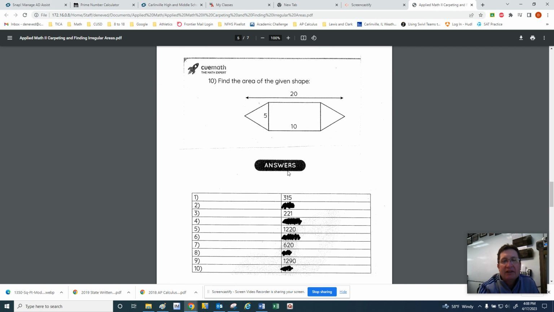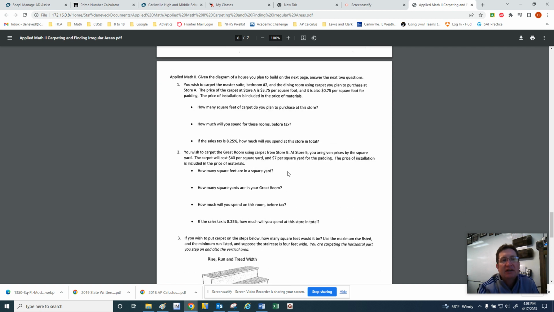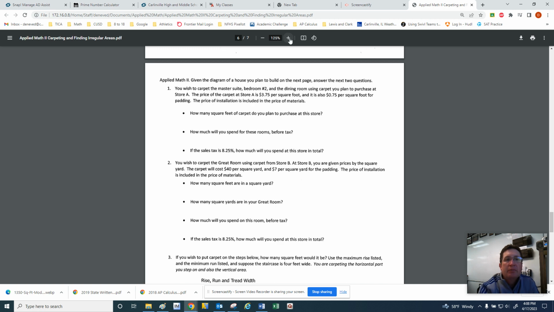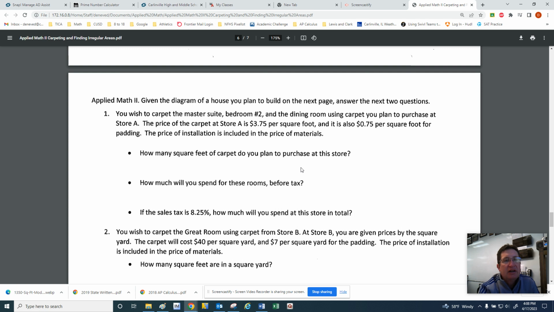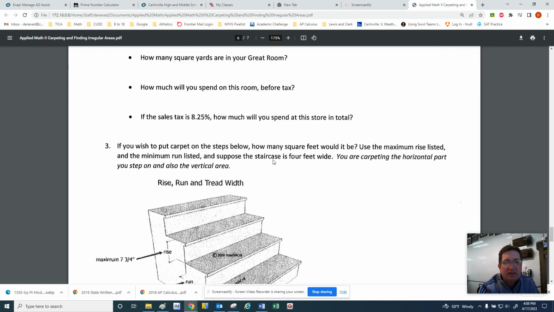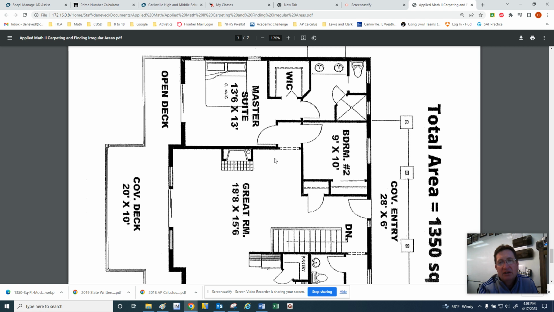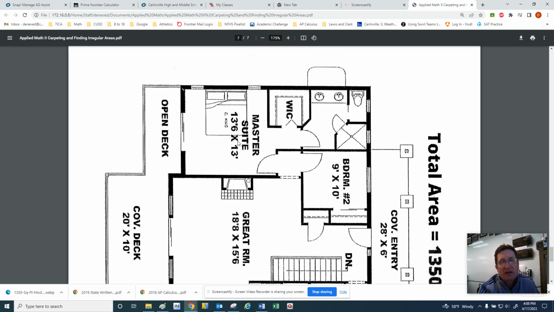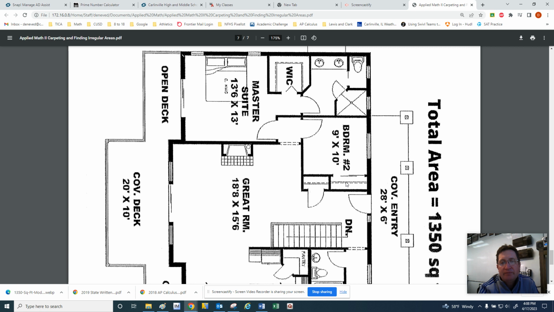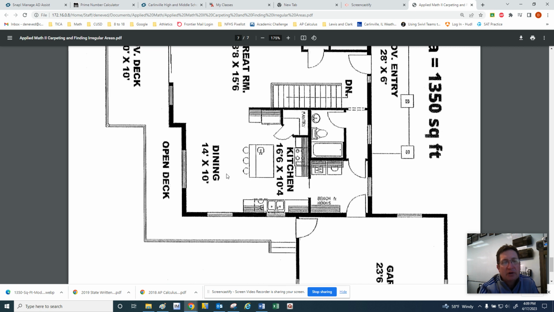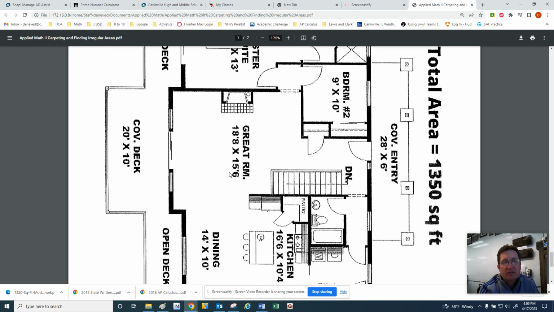All right. Then at the end of it, we've got these questions regarding carpeting your house. And so it says, given the diagram of a house you plan to build on the next page, answer the next 2 questions. And so you can see on the next page here, we've got this one. And it tells us that we're going to carpet the master suite, the bedroom, and the dining room in one type of carpet from one store. And then we're going to carpet the great room with a carpet from the next store.